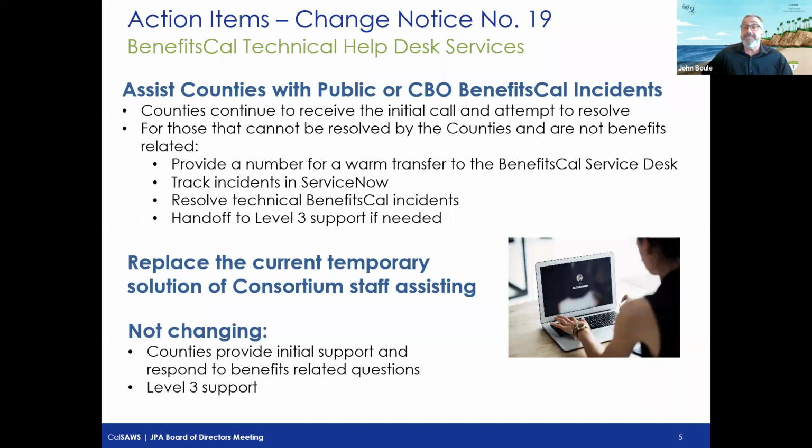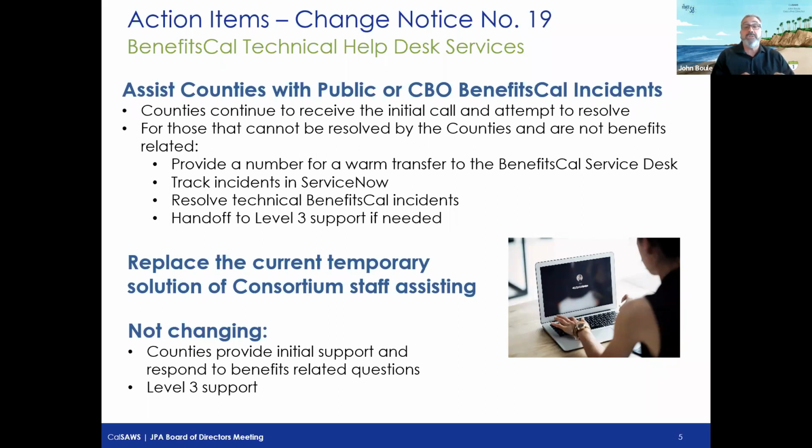It also became apparent that we needed to have a long-term solution. Mike Tumbakian and his team have really plugged in to be a stopgap, but we are exploring a long-term solution that would have a Benefits Cal technical help desk that would still be there for the counties to be able to engage with a client, to take care of things that are more technical in nature.